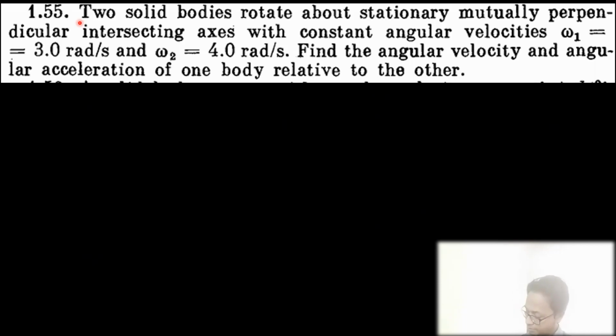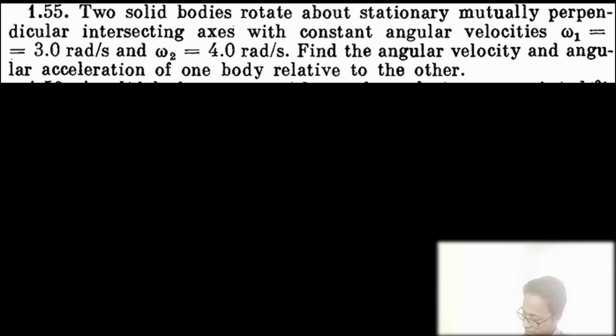Now let's read the question. Two solid bodies rotate about stationary, mutually perpendicular intersecting axes with constant angular velocities omega 1 and omega 2, 3 radians per second and 4 radians per second. Find the angular velocity and angular acceleration of one body relative to another.